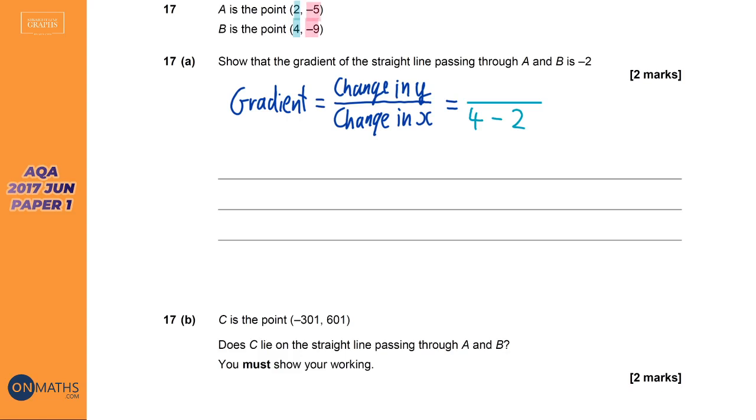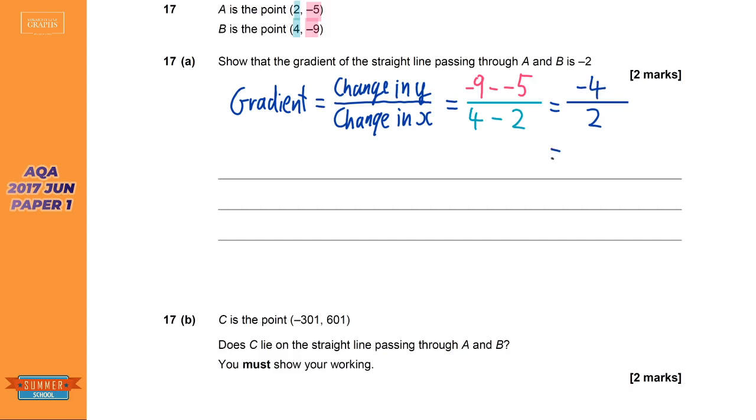Do the same for the other one, for change in y. It's just there's a lot of negatives here. So change in y is -9 take away -5. Okay, so let's see what that equals. So again, we'll do the bottom one first. And so this is going to be 4 take away 2, which is 2. Then that's -9 take away -5. So 2 minuses make a plus. So it's -9 plus 5, which would be -4.